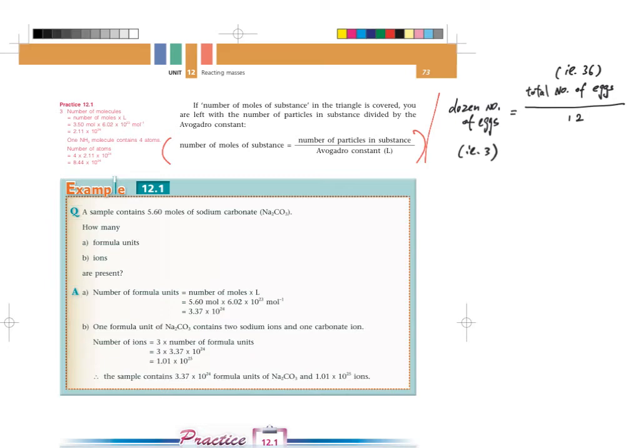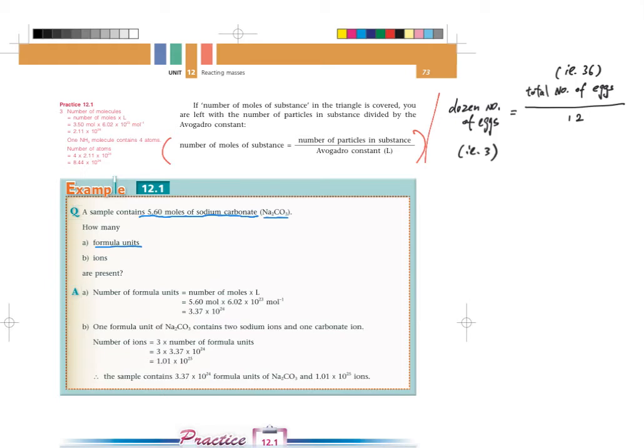Let's see the example. A sample contains 5.6 moles of sodium carbonate. And now it asks how many formula units. What does formula unit mean? Formula unit means how many sodium carbonate particles you have, so you can say sodium carbonate particles. How many? The total number. Okay.